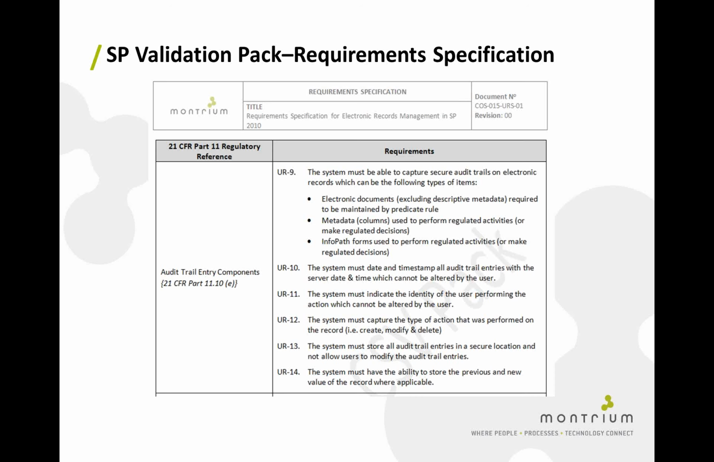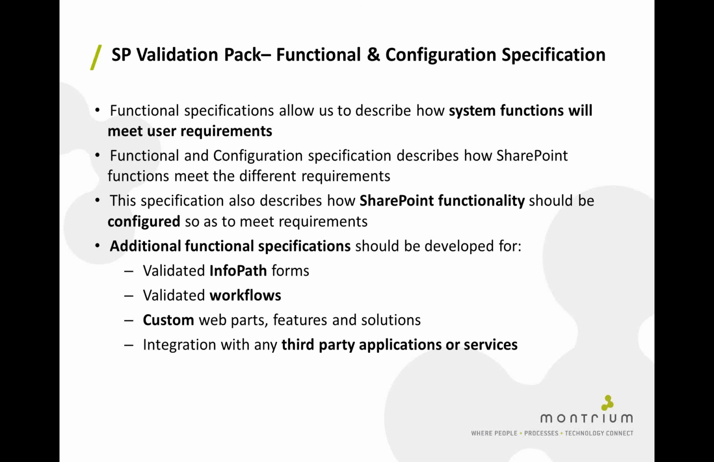So this is an example of a requirement specification for SharePoint within the context of electronic records. And so here we're dealing with the requirement for audit trail. And so we have 6 different requirements which clearly describe what we actually need to have in place to be able to meet 21 CFR Part 11 requirements for audit trail. And so from this, we'll be able to then define our specifications on how we're going to configure SharePoint to be able to meet this requirement.